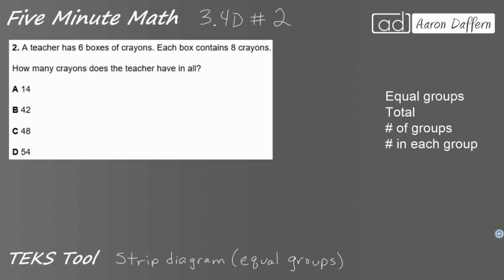Today we are looking at a TEKS tool strip diagram, specifically one made for equal groups. We are working with a problem related to TEKS 3.4D, and we'll do it in 5 minutes or less. If you haven't done so already, please go ahead and take a moment to pause the video, work this problem out on your own, unpause it, and we will look at our answers together.